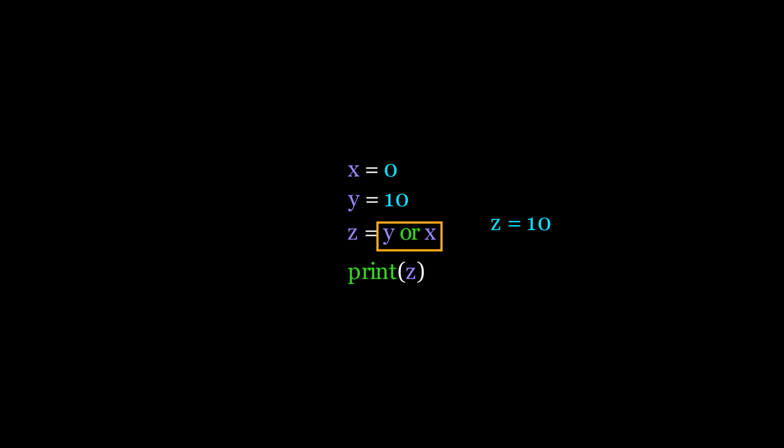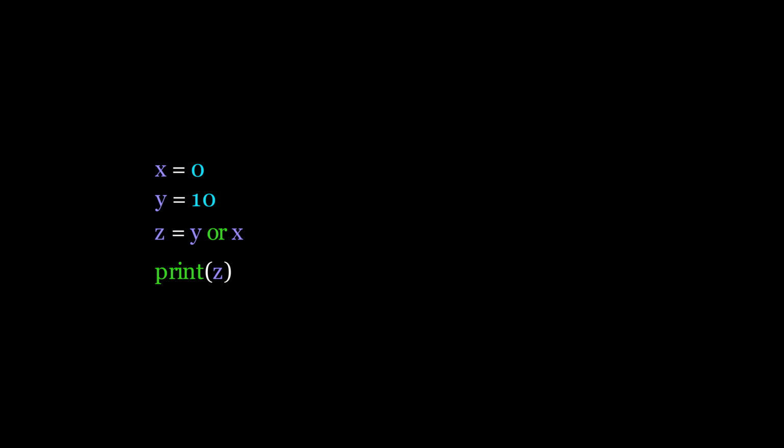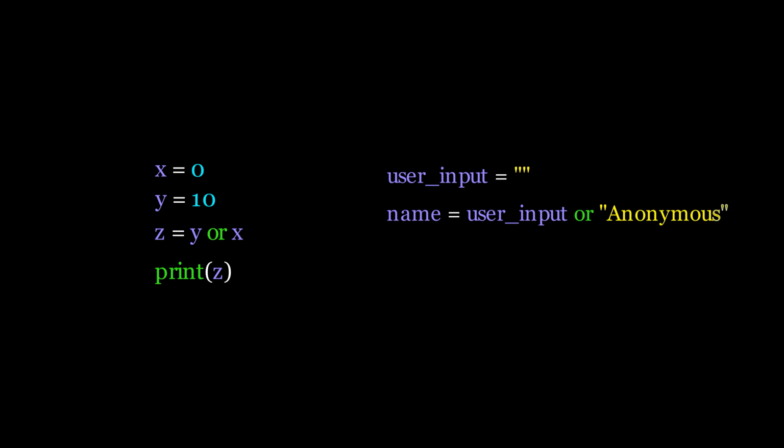But why does this matter to you as a programmer? Look at this common design pattern. If a user provides a name, user_input is truthy and is returned immediately. However, if the string is empty, which Python treats as false, the operation returns anonymous. This return value rule allows you to write clean, efficient code with built-in safety nets. Spend some time with these examples. They are the mark of a truly proficient Python developer.